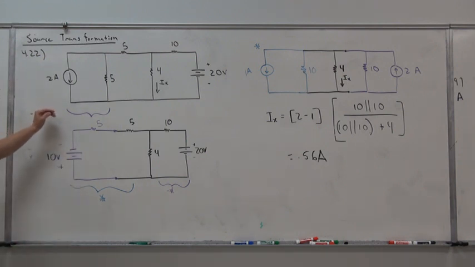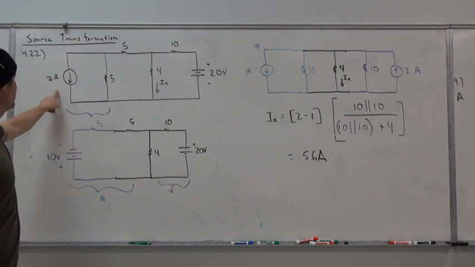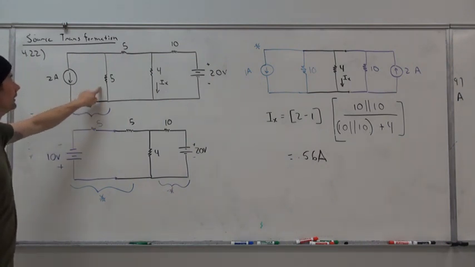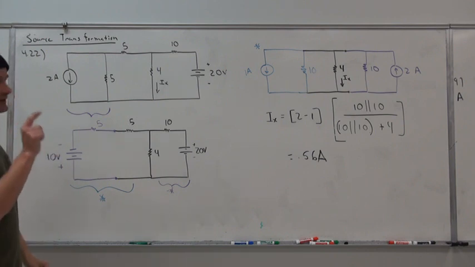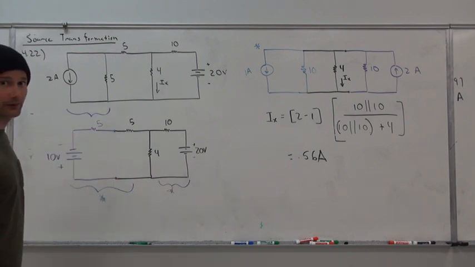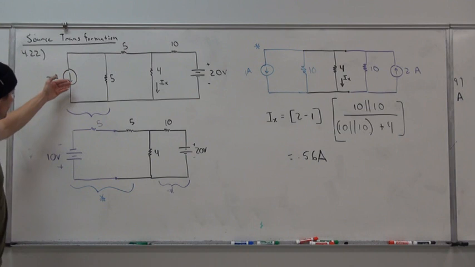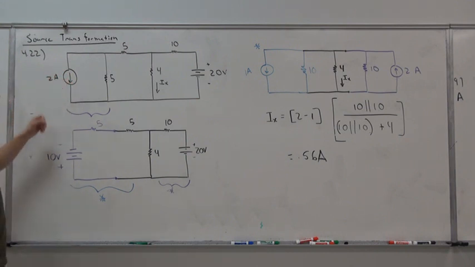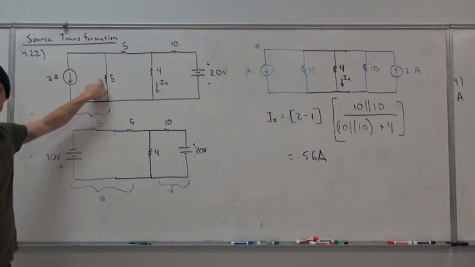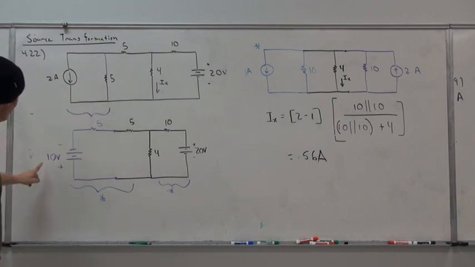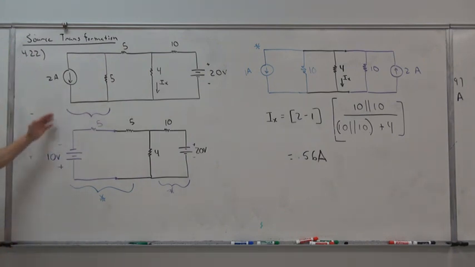So the first thing that we want to do is take the 2 amp current source in parallel with the 5 ohm resistor, and let's convert that into a voltage source that's in series with that 5 ohm resistor. So if we go ahead and convert that, we get 10 volts. Now here we got 2 amps multiplied by 5 ohms, and that converts down into a 10 volt source. Note the polarity though of that 10 volt source.